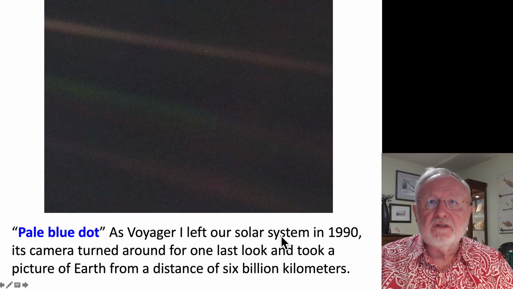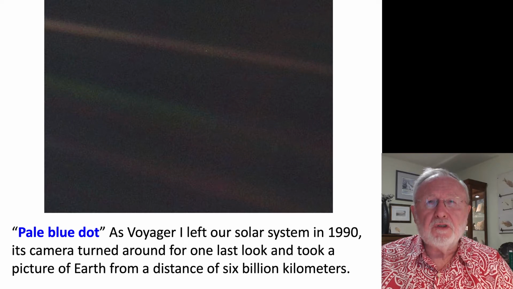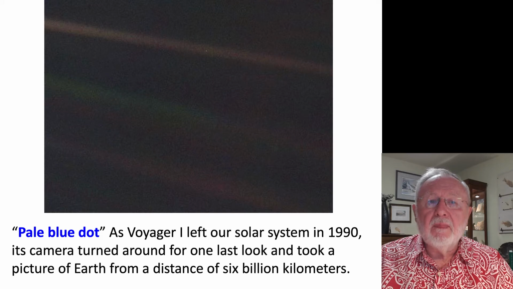In 1977, NASA launched an explorer called Voyager 1. In 1990, a mere 13 years later, as it was leaving our solar system, Carl Sagan, the famous scientist from Cornell University, convinced NASA to turn the cameras around for just one last picture of what Earth looked like before Voyager left our solar system. And what you see here is a pale blue dot. It's a picture of Earth taken from 6 billion kilometers away.